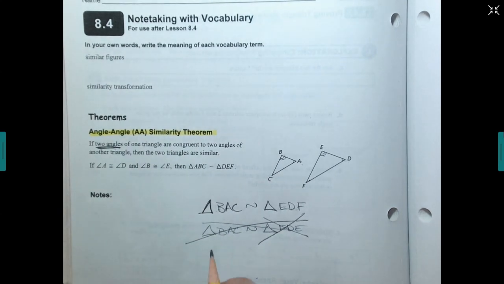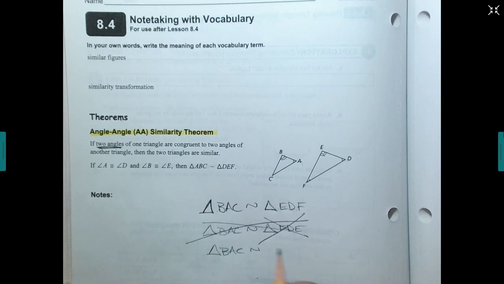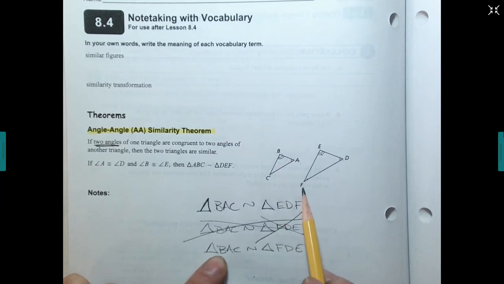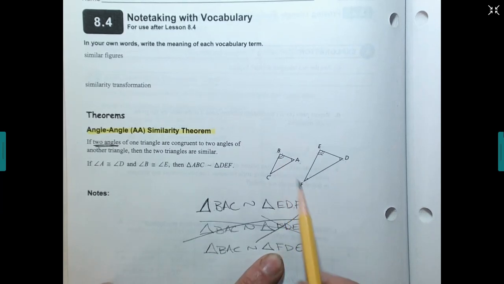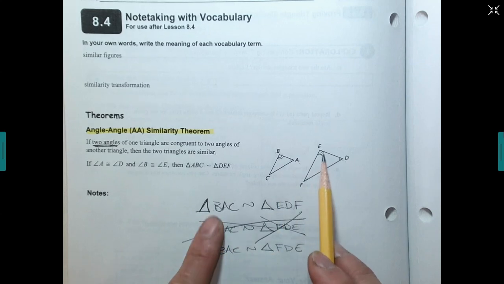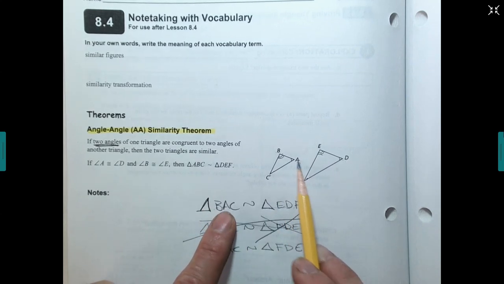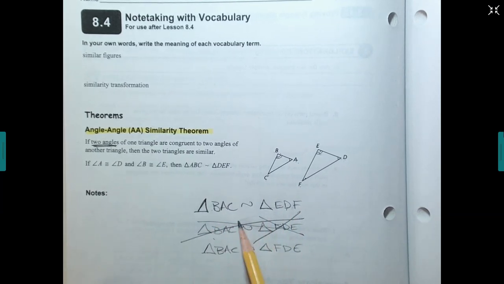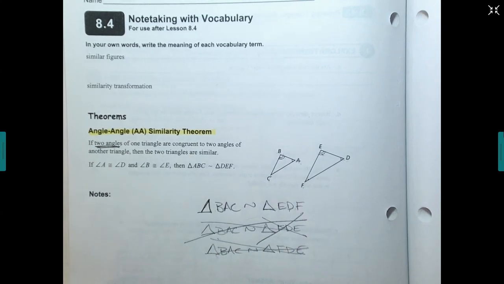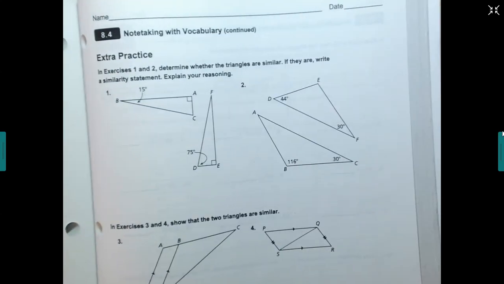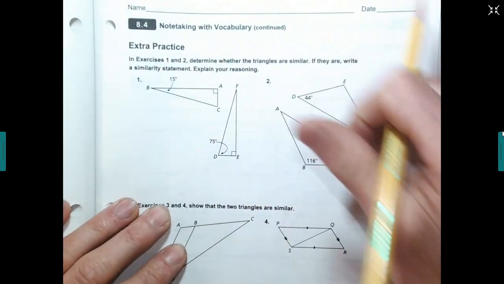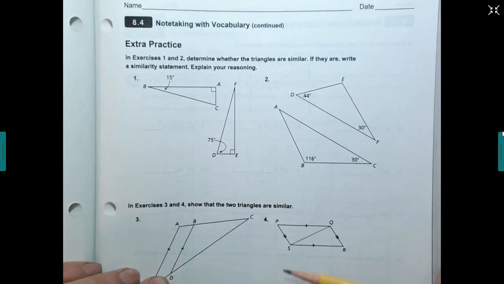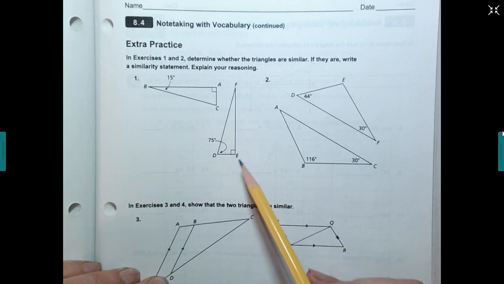Because if I said angle BAC is similar to angle FDE, what I'm saying is that angle B equals angle F, which it clearly doesn't, right? Angle B equals angle E, angle A equals angle D, and angle C equals angle F. That's why it's very important. That's why you have to write it in this order or it's incorrect. So that's why it's important to orient your triangles the same way in order to point out what similar triangles are.